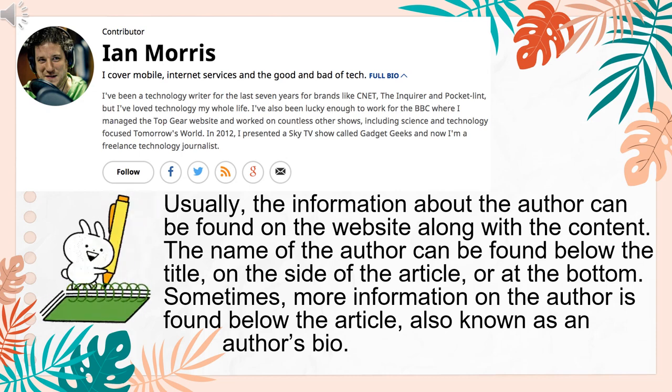Usually, the information about the author can be found on the website along with the content. The name of the author can be found below the title, on the side of the article, or at the bottom. Sometimes, more information on the author is found below the article, also known as an author's bio. An author may be credited if he is oftentimes mentioned in other authoritative websites.